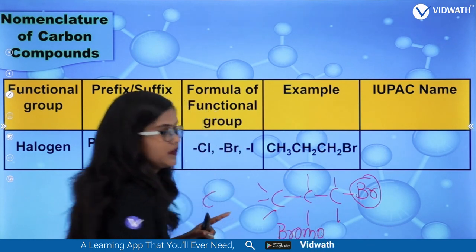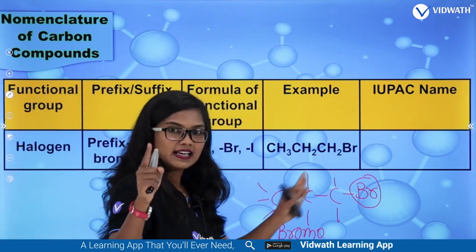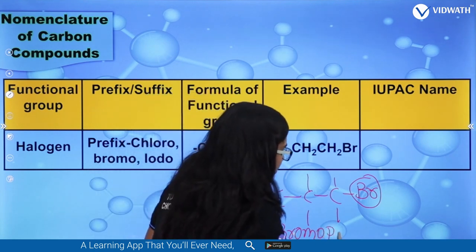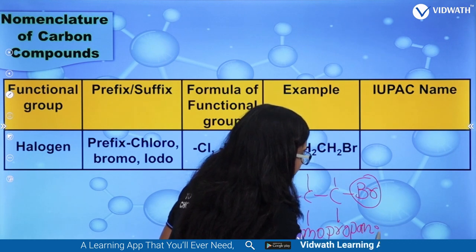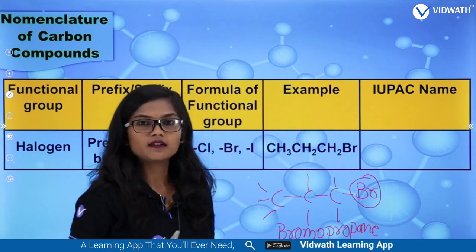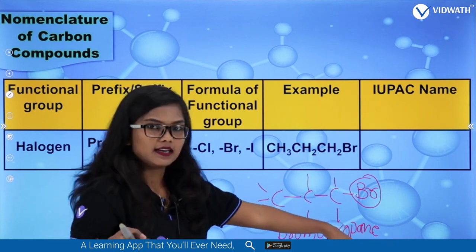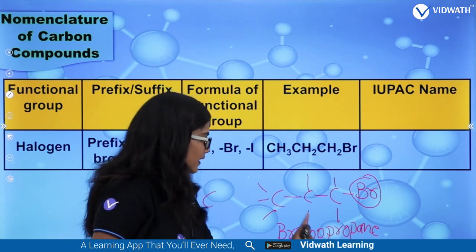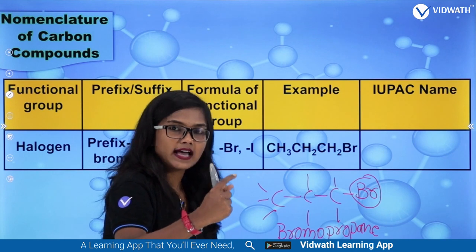How many carbon atoms do we have? 3. And all have single bonds, so that is an alkane. So bromopropane. Why prop? We have 3 carbons and all are single covalent. If a carbon compound has only single bonds, then we call it ane. So we have bromopropane. For the alkane, a heteroatom is attached, that is bromo, which is a halogen.